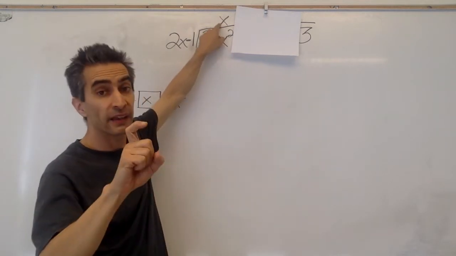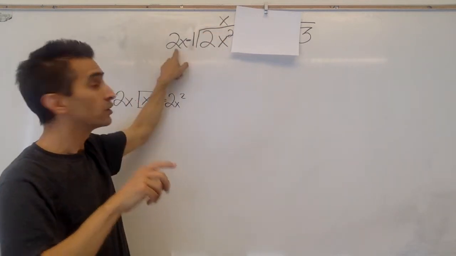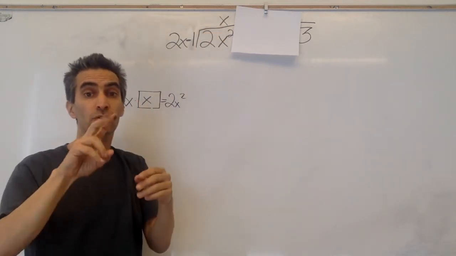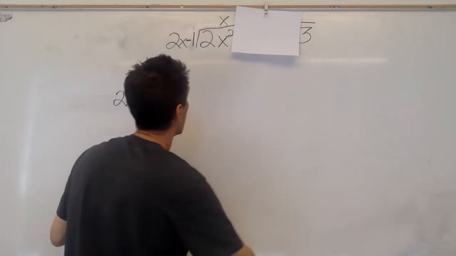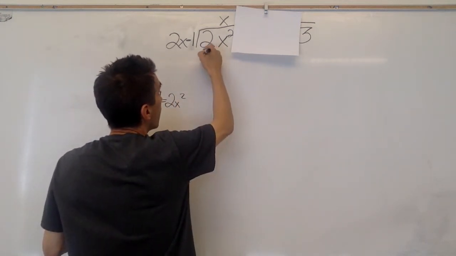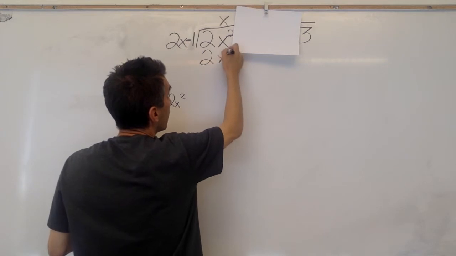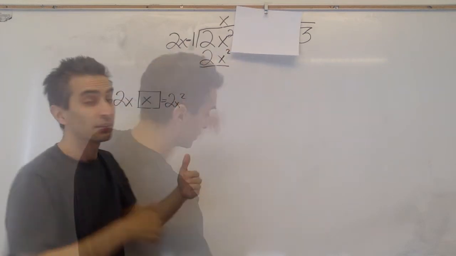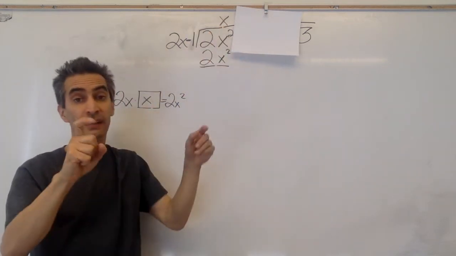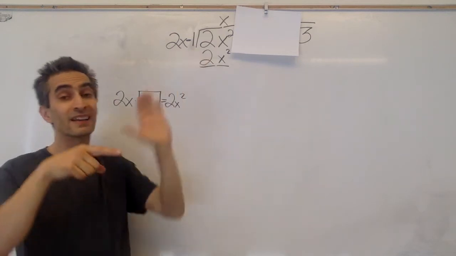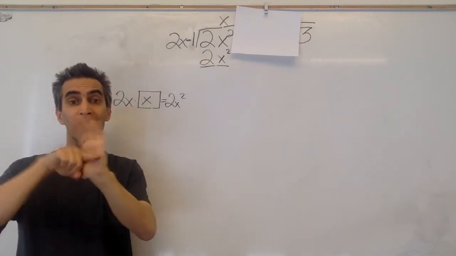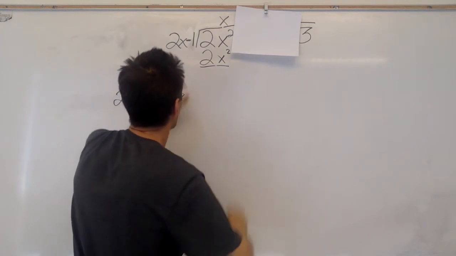Now, x times 2x equals 2x squared. Next, we take x and we multiply it by -1. And that gives us negative x.